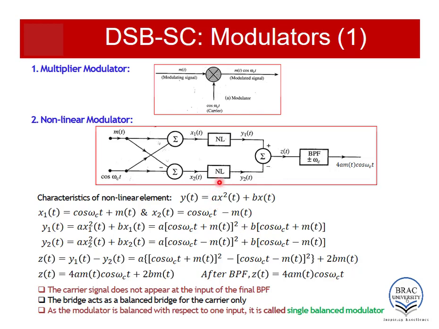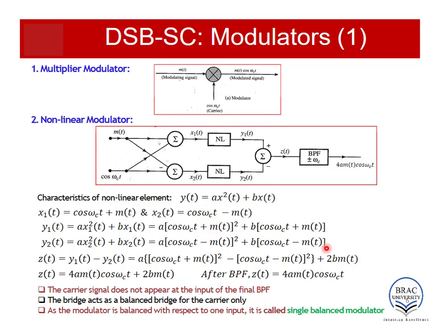In a similar manner, this nonlinear block takes x2t as input and the output is y2t. The equation of y2t will be ax2 square t plus bx2t, and similarly if we put the values of x2, then the equation will be a (cos omega ct minus mt) whole square plus b (cos omega ct minus mt). Then there is another summing block which actually acts as a subtractor and subtracts y2t from y1t, and the resulting signal is zt. So zt is y1t minus y2t. So basically this signal minus this signal.